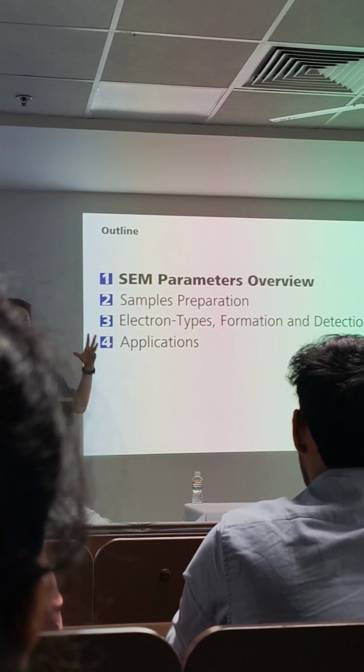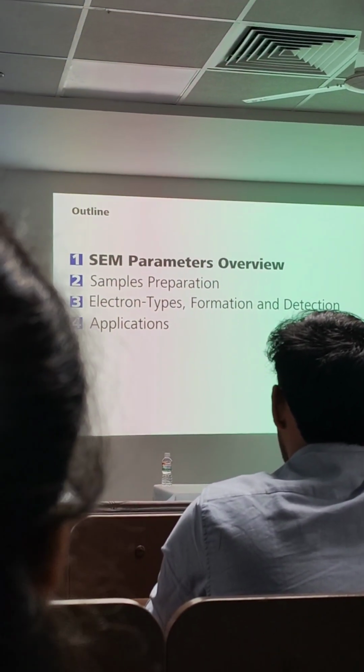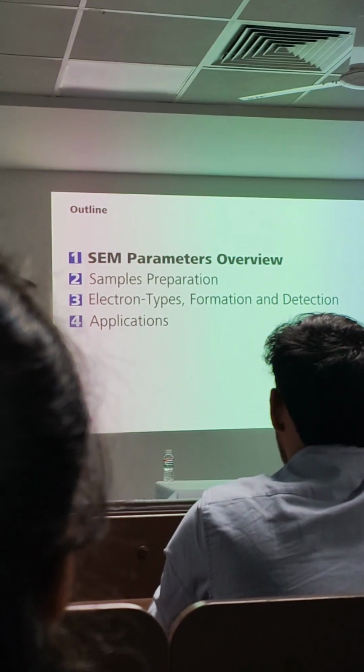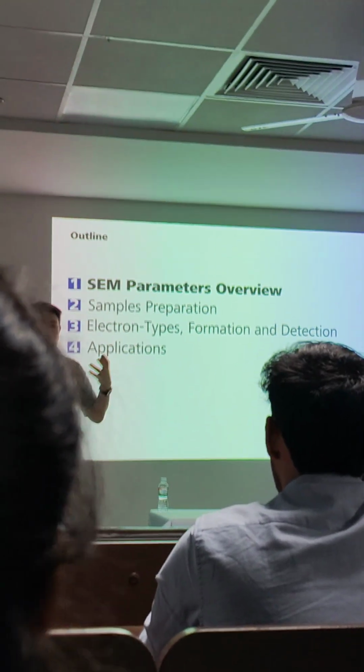So there are many parameters. The first time using FESEM, you say your hand is shaking. So many parameters, how do I control? What does this thing do? What does that thing do?